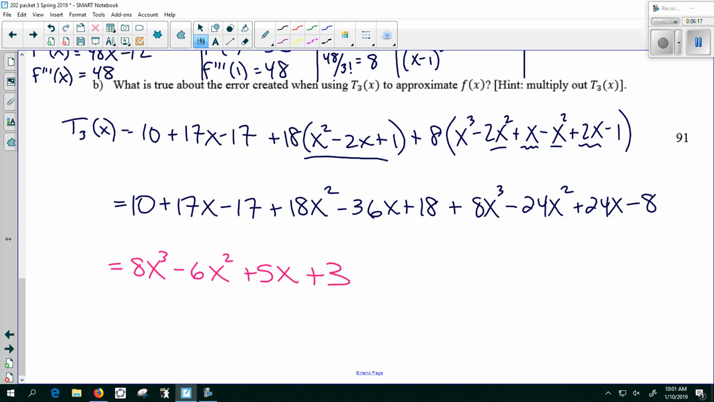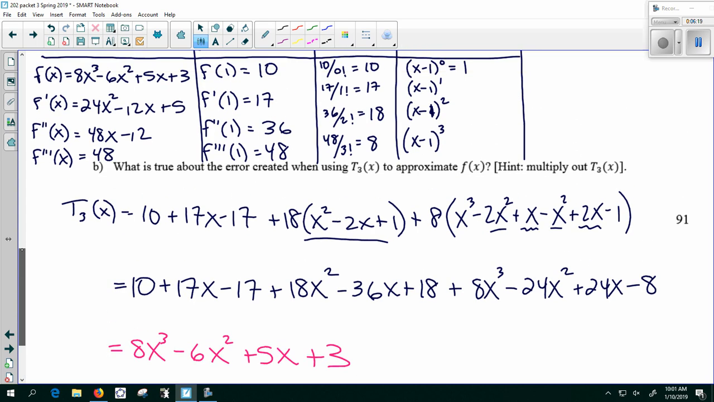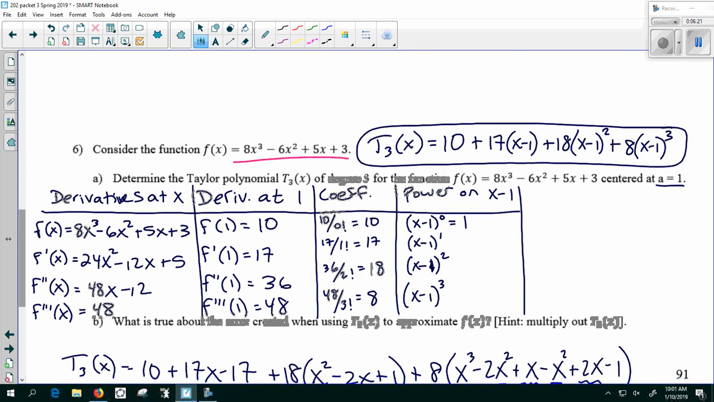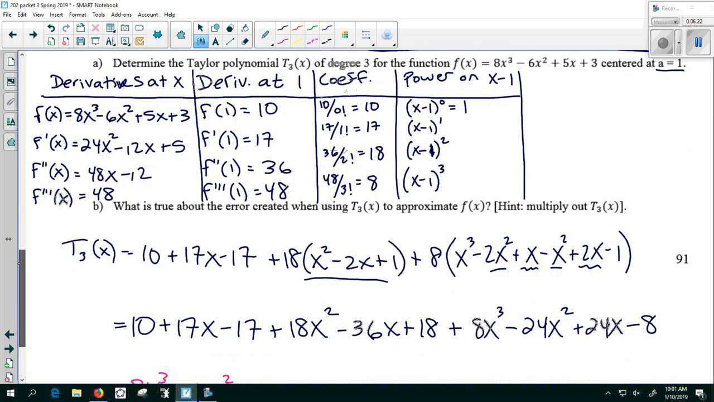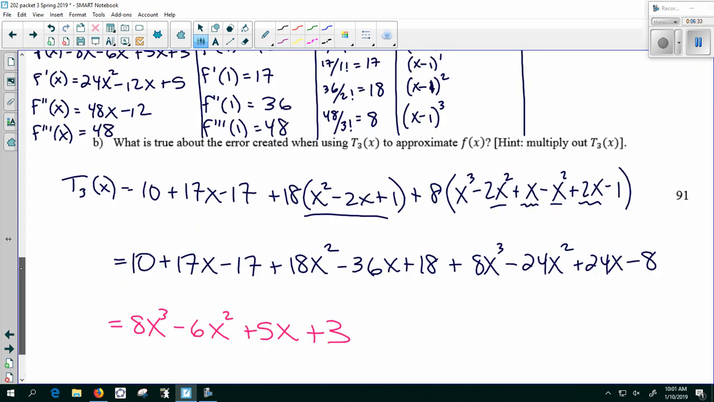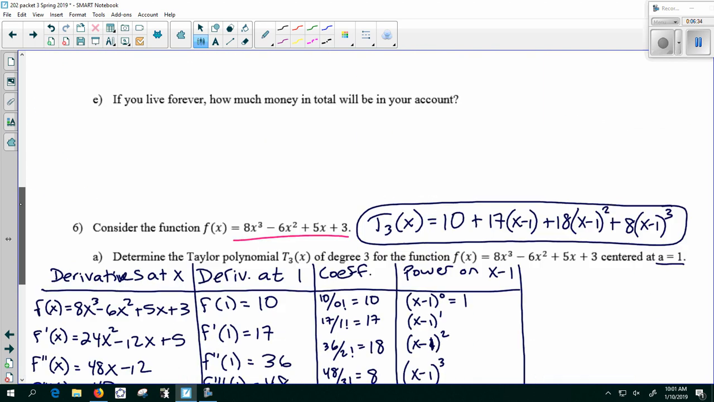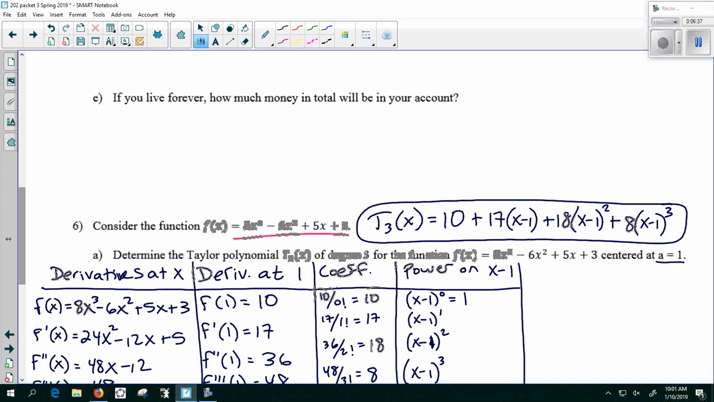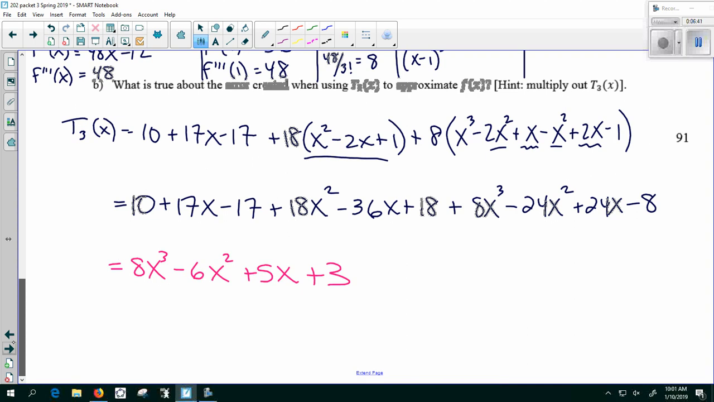And that is the function we started with. So it looks like T3 is a perfect approximation for f of x, which makes sense because we were building a third-degree polynomial to approximate a third-degree polynomial. So it would make sense that they would be the same polynomial. So my error in this case is 0.